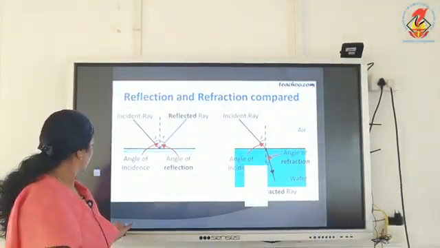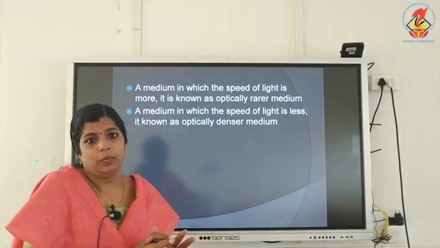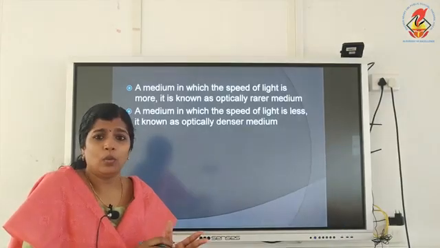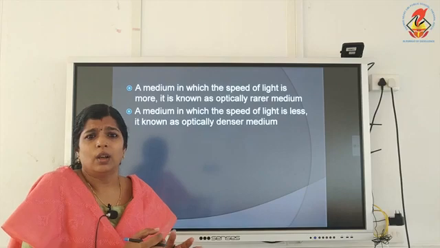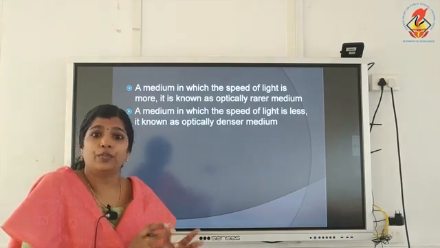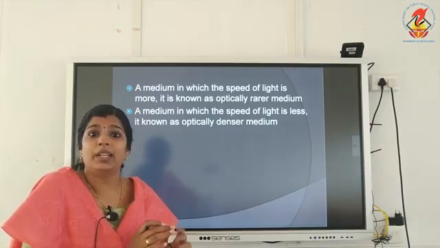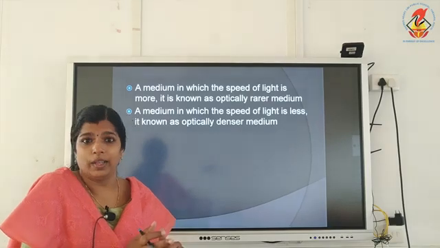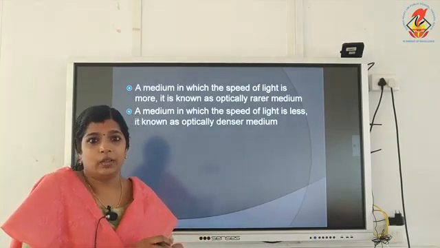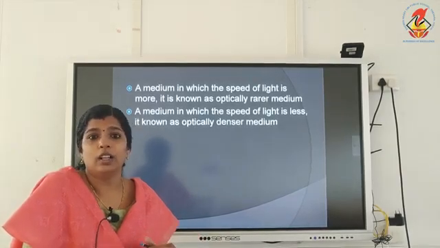The speed of light is not the same in all media. Different media are there: air, water, glass, diamond, kerosene. All those can be considered different media. The speed of light will be different in different media. In air it has one value, in water another value, in diamond another, in kerosene another. So, the speed of light changes in all media.